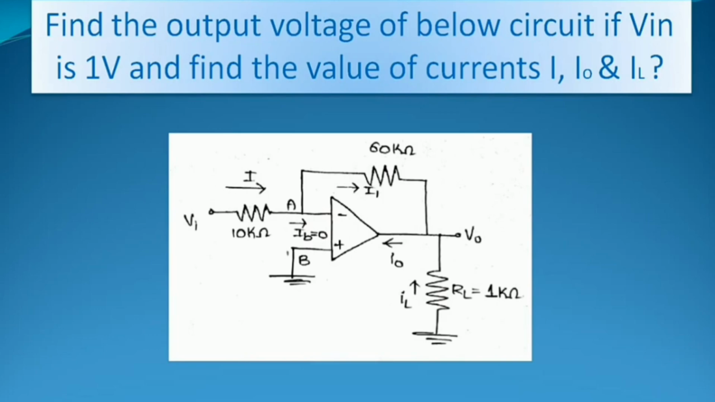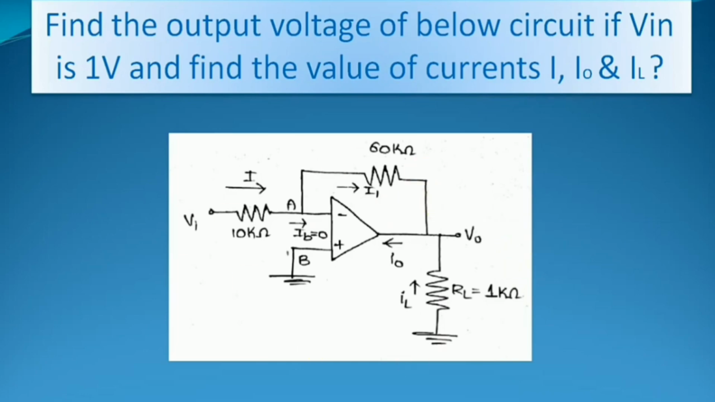Now we are here to see another model based problem on the concept of inverting amplifier. So this is the circuit they have given. For this circuit we have to find out what is the output voltage V0 and what are the currents flowing through the resistors. Okay, so how we are going to find out these values, now we are going to see.